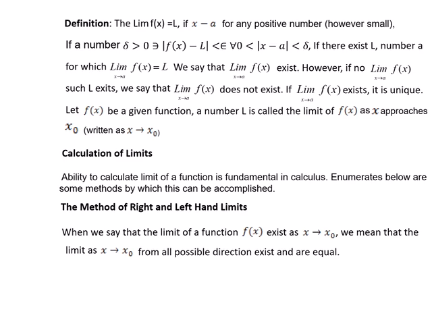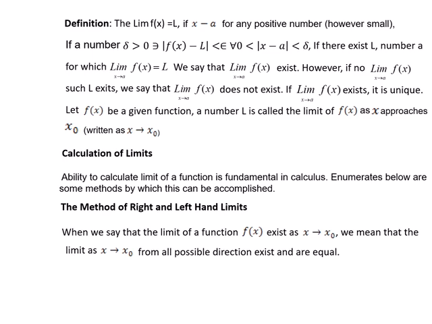Let f of s be a given function. A number L is called the limit of f of s as s approaches s naught. That s approaches s naught is written as s tends to s naught in brackets.